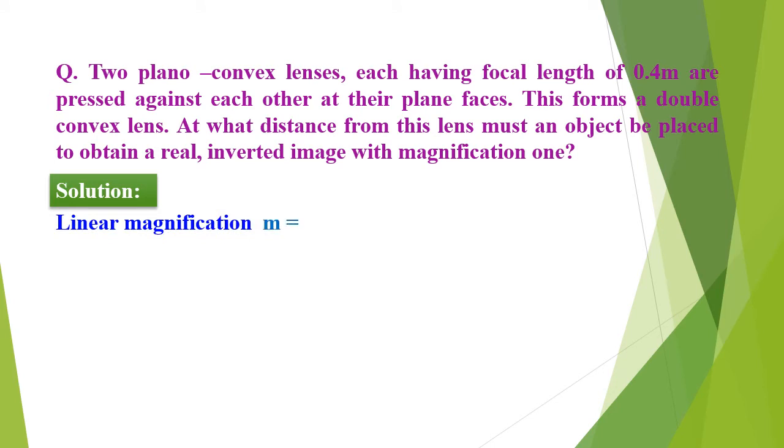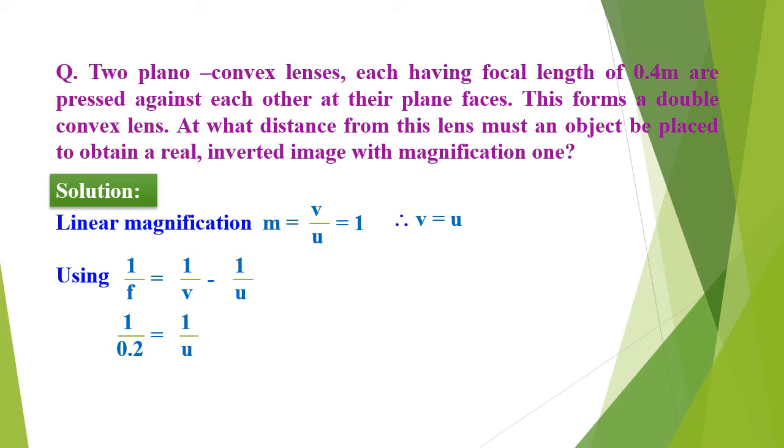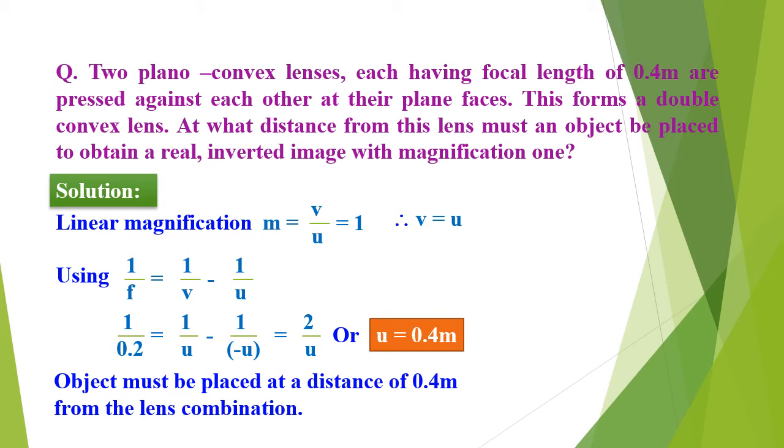Linear magnification, M is equal to V divided by U, that is equal to 1. This implies V is equal to U. Using the formula 1 by F is equal to 1 by V minus 1 by U, where F is 0.2: 1 by 0.2 is equal to 1 by U minus, remember here object distance is negative, therefore 1 by minus U. That gives rise to 2 by U, or U value will become 0.4 meter. Object must be placed at a distance of 0.4 meter from the lens combination.